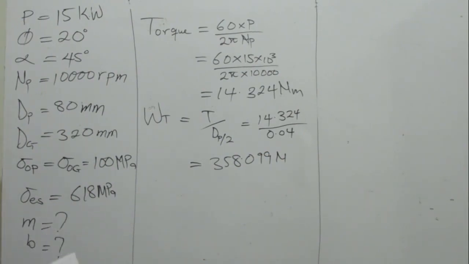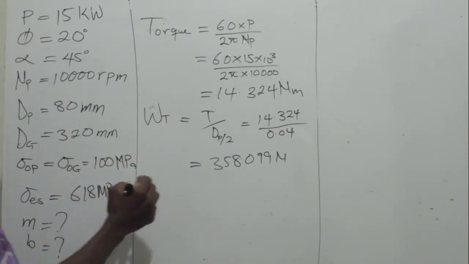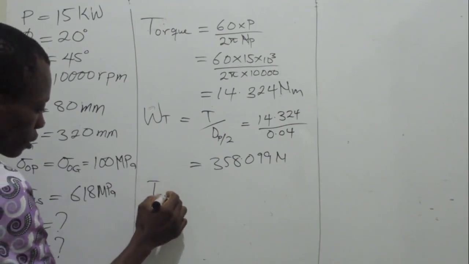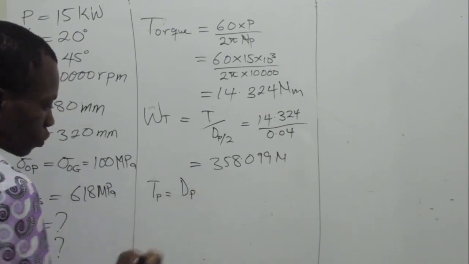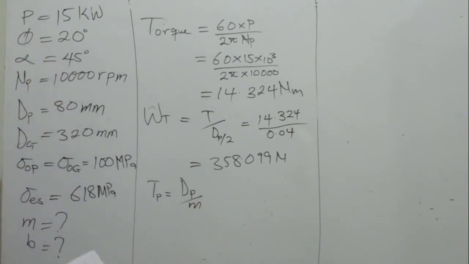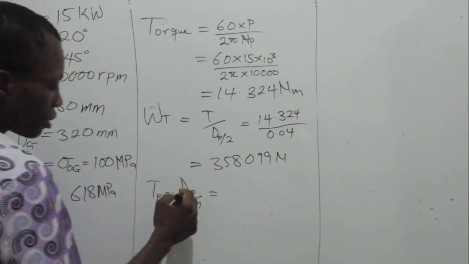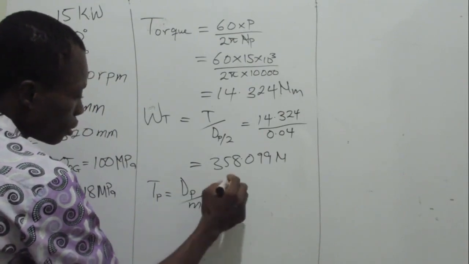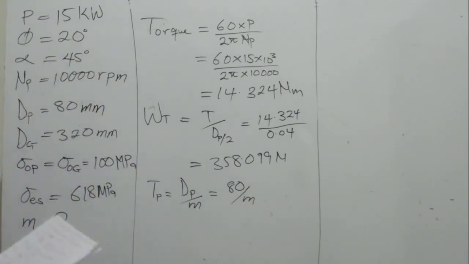We know that the number of teeth on the pinion, TP, is equal to DP, the pitch circle diameter for the pinion, divided by the module. Alright, so let's put the values in. The pitch circle diameter for the pinion is 80 over the module M. That will give us the number of teeth on the pinion.